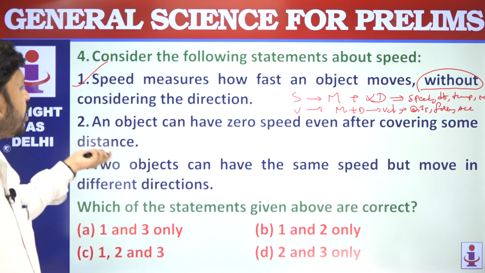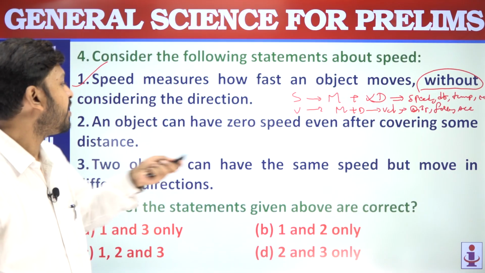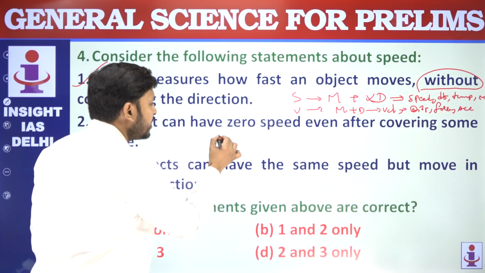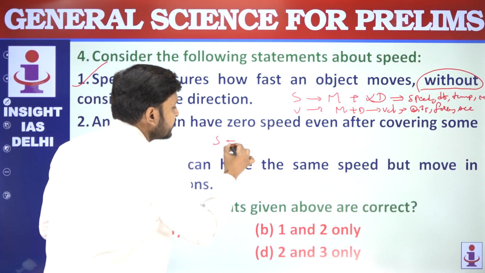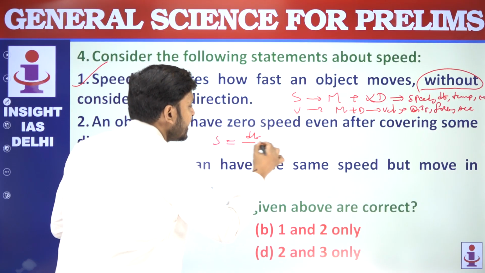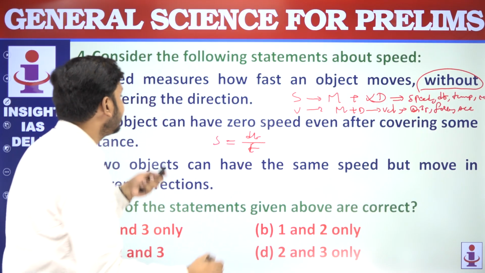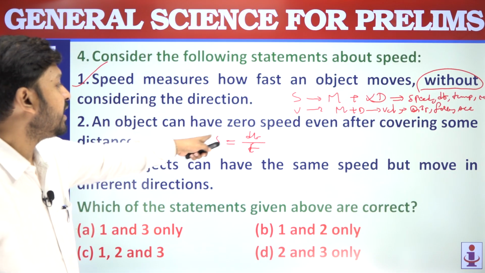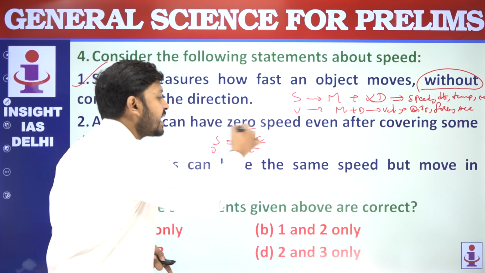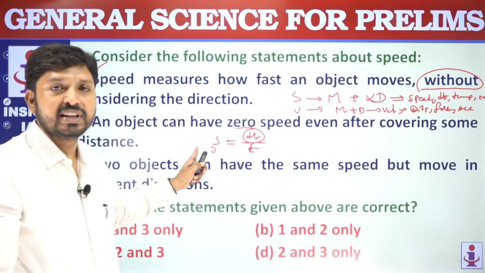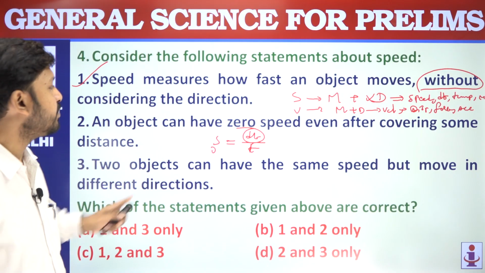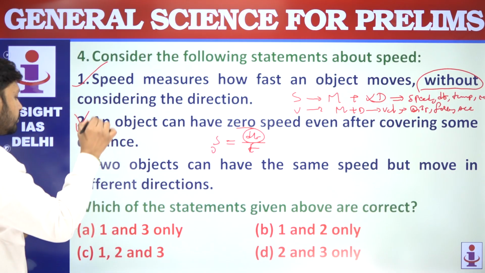And second one, an object can have 0 speed even after covering some distance. We know the equation for speed is equal to distance traveled by time, right? And here they are saying an object can have 0 speed. If this is 0 means obviously distance has to be 0. If some distance is there then speed will not be 0. So this statement will be wrong.